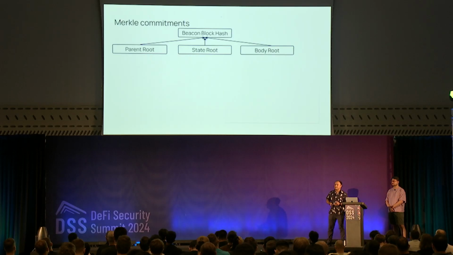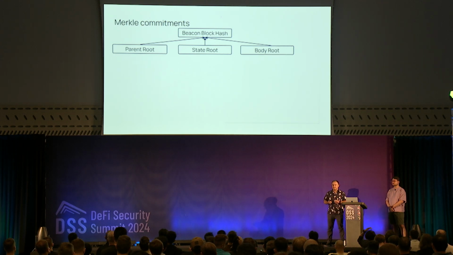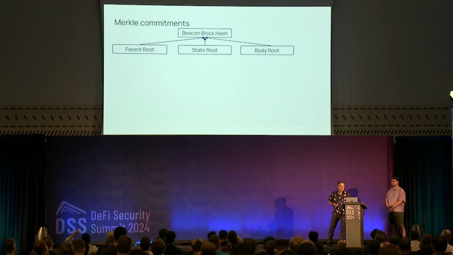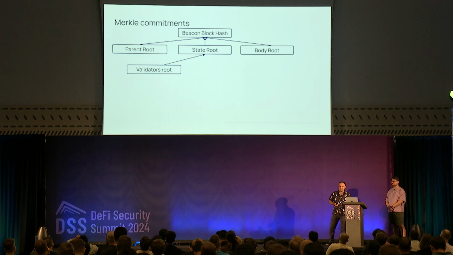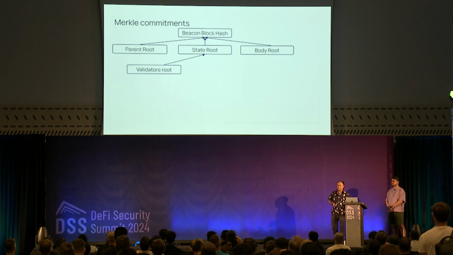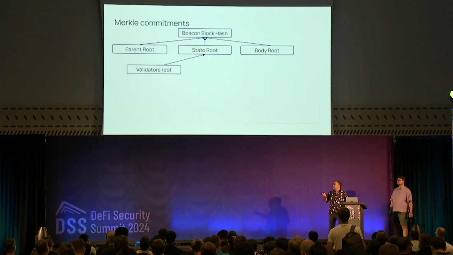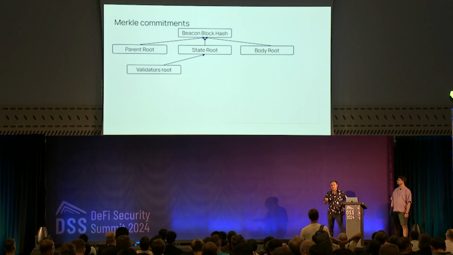The next layer is that the beacon block hash is produced from the parent root, state root, and body root, and a few other fields in the beacon block header. And then the state root is a Merkle tree root of the beacon state data structure, which has something like 30-ish fields. Basically, this is the entire beacon state, the consensus layer state. And the most important for us is the validators root.